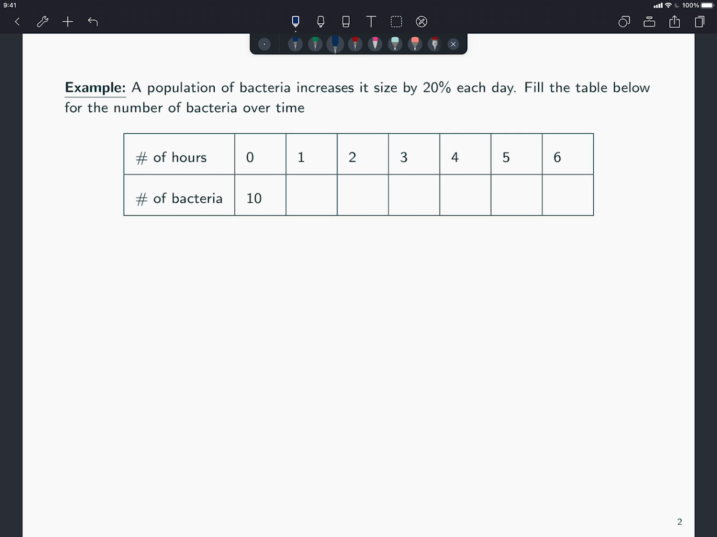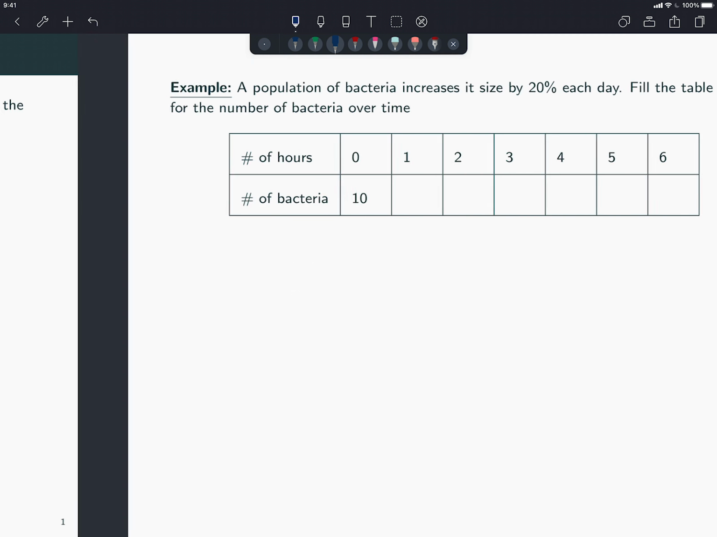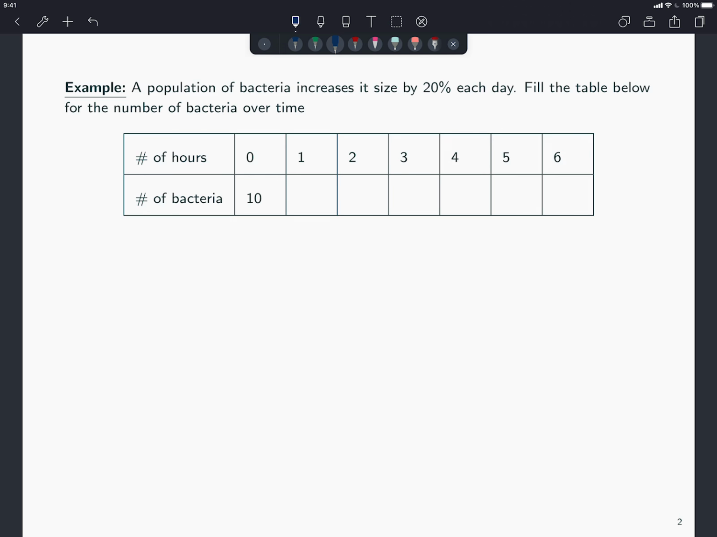Now we're going to change it slightly. It's still increasing by percentage. Over here it's increasing by basically 100% every hour. And now we're saying it increases its size by 20% each day. So it's not doubling, but it is 20% more than what it had.